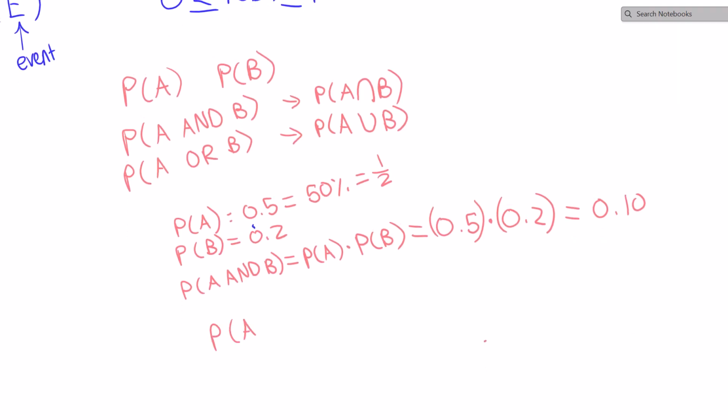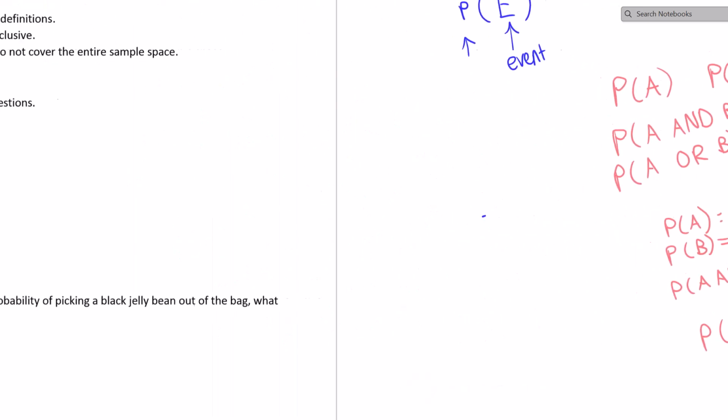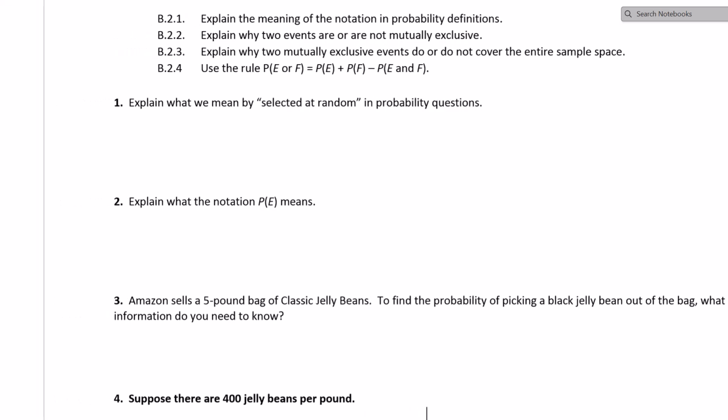The probability of A or B, so either one of them can happen, is going to be a little bit different, and it depends on the situation. That is actually what this fancy gobbledygook right here is trying to communicate. So let's draw some pictures and kind of get an idea.